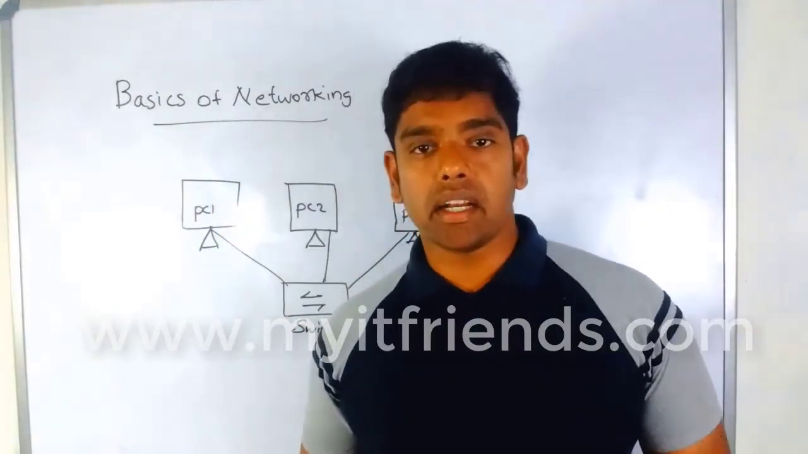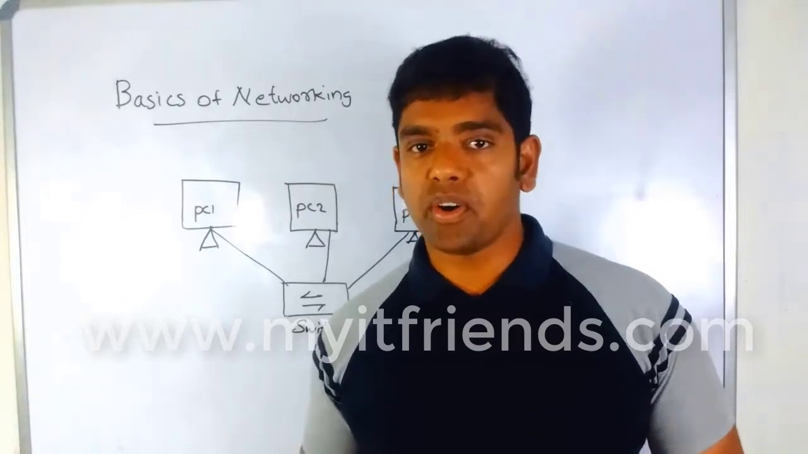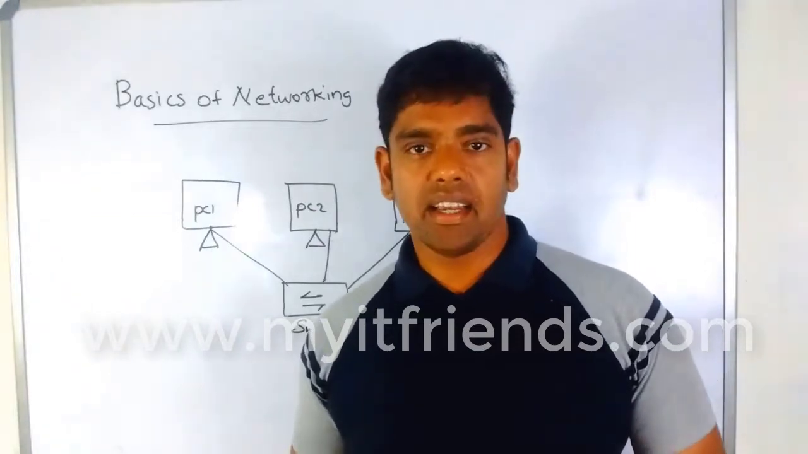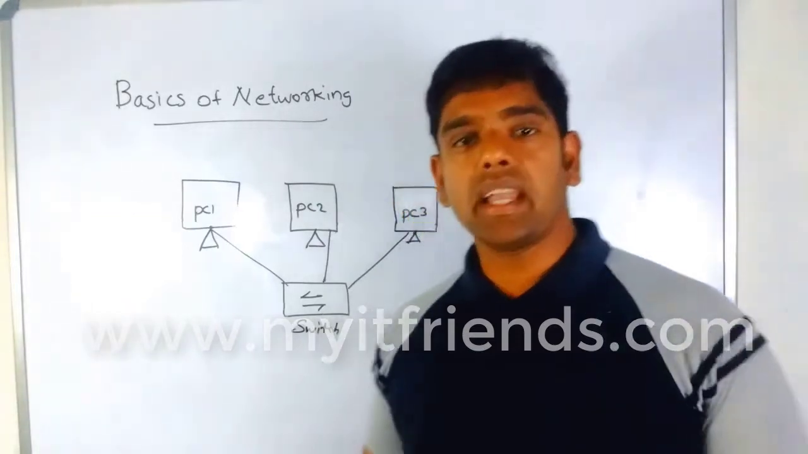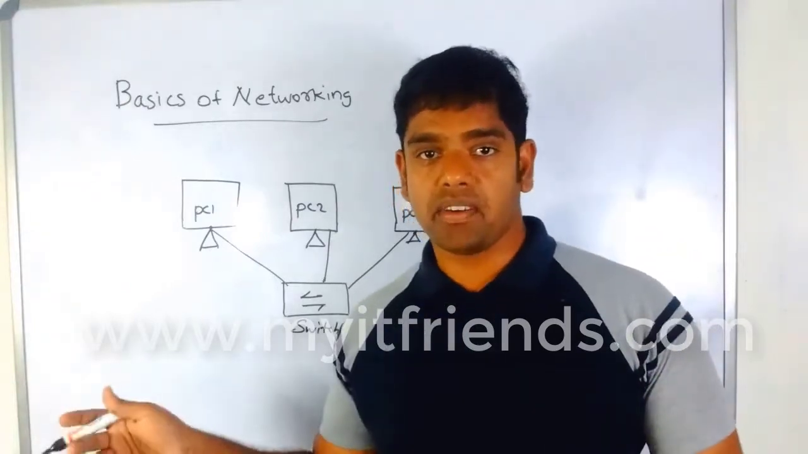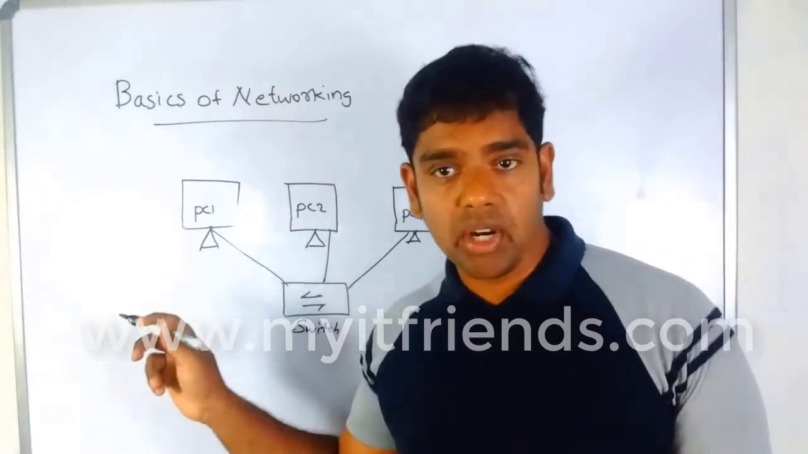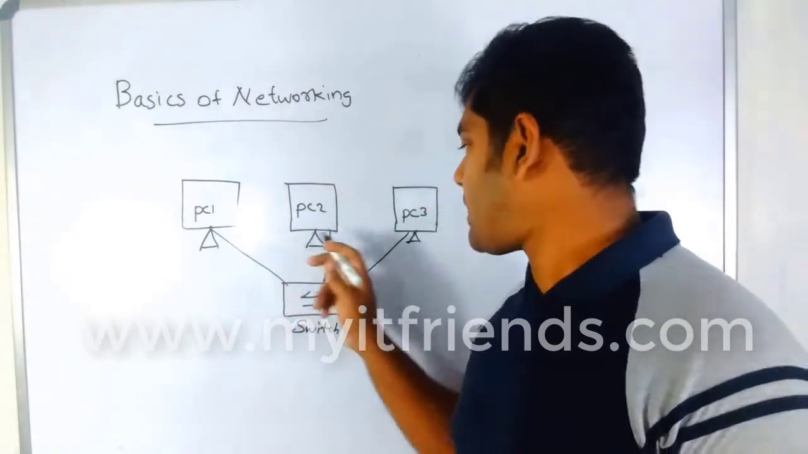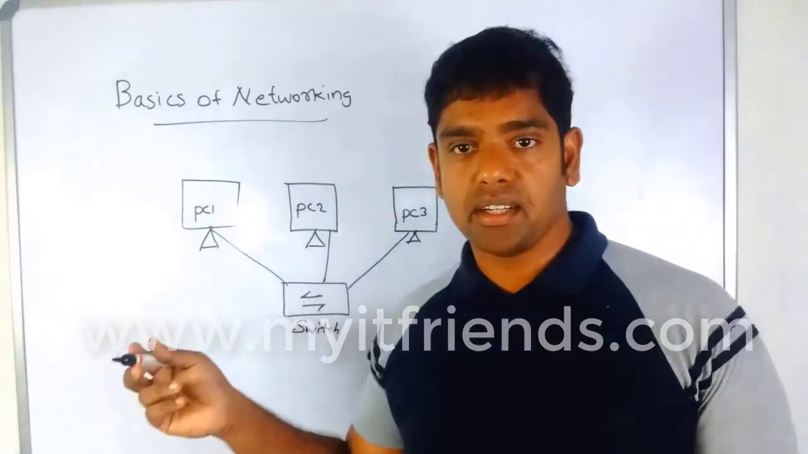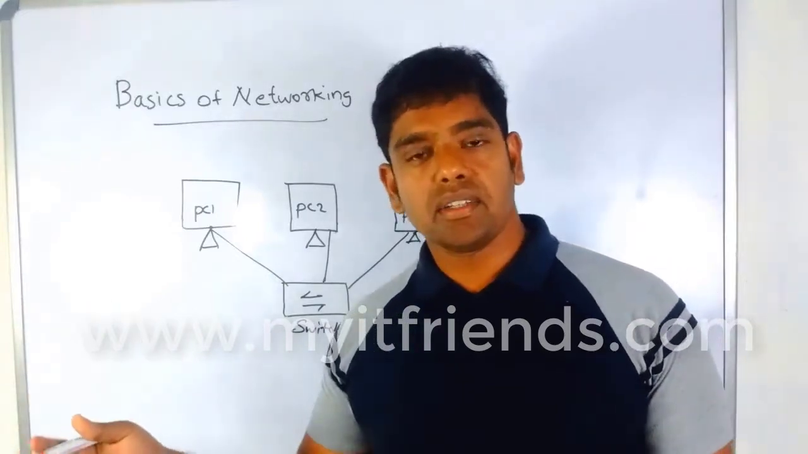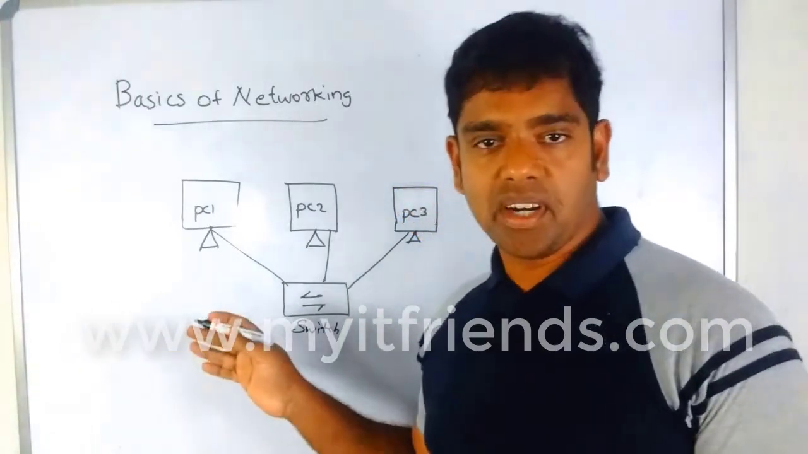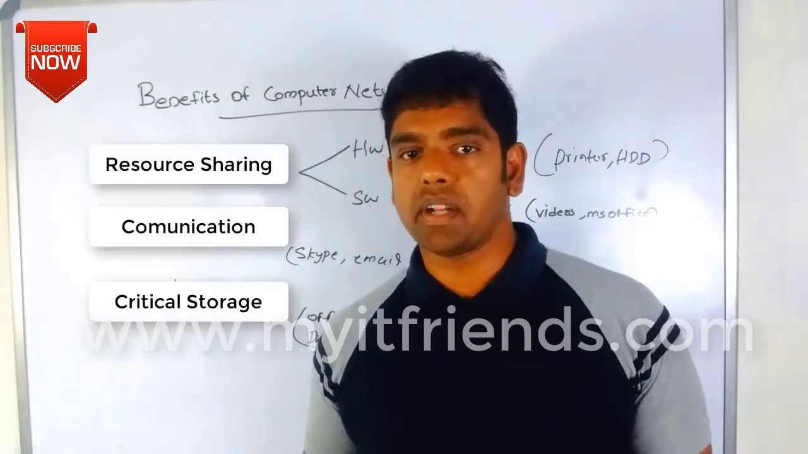Networking is an interconnection between two or more electronic devices to share data. Example, computer networking. Here is an example of a small computer network. In this diagram, you can see that more than two electronic devices, such as computers, are interconnected to share data. So it's an example of a small computer network.